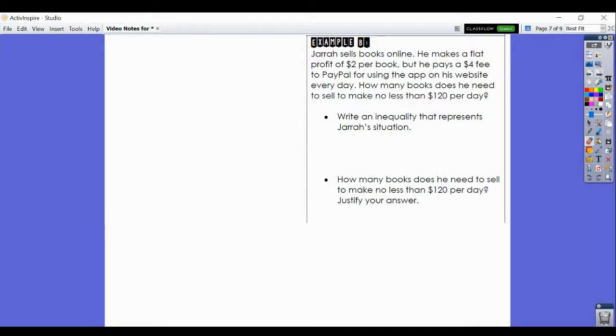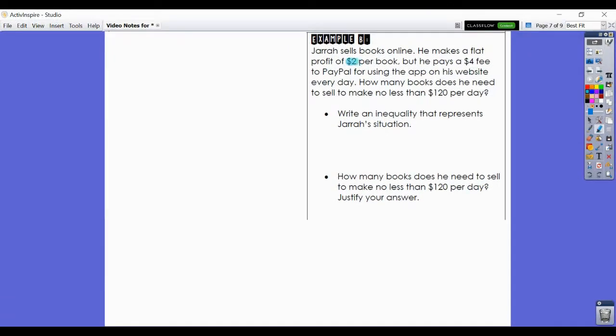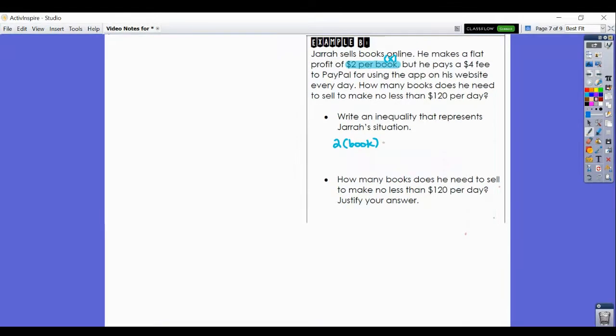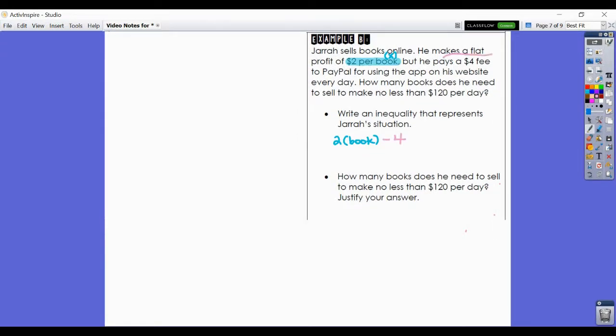For this example B, we have Gerard now selling books online. He makes a flat profit of $20 per book. So right away, per book, we know that is multiplication and it doesn't waver. From there, he has to pay a $4 fee to PayPal for using the app on his website every day. So since he owes that and he's not making money on that, he's losing money, we then subtract 4. Think about it, what he pays is not counting towards the money he's earning, he's losing that money he's having to pay.